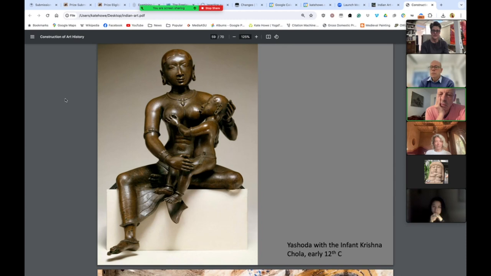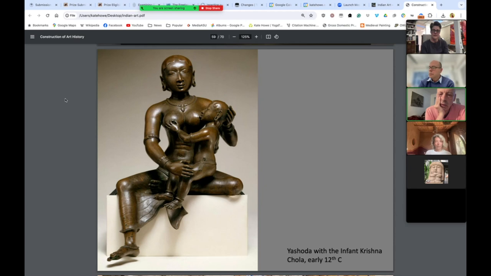This is Yashoda and the infant Krishna. This, I think, is in the Metropolitan in New York.